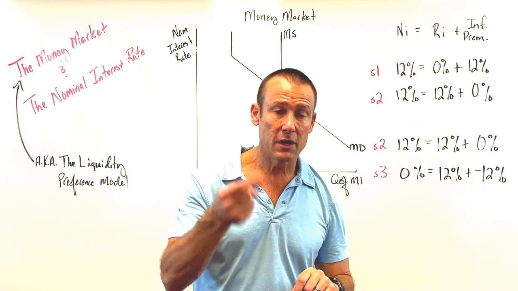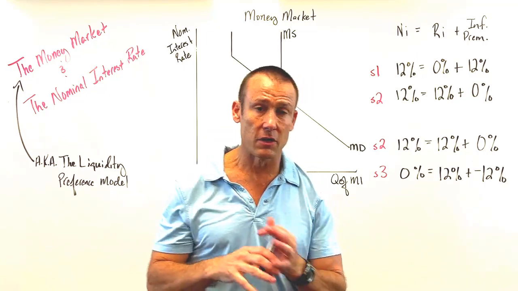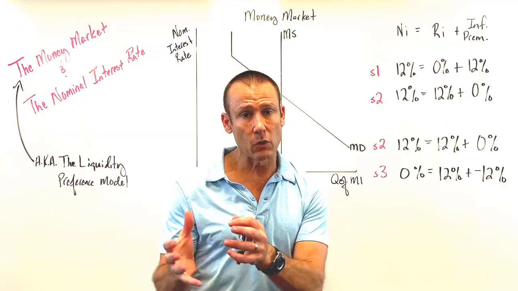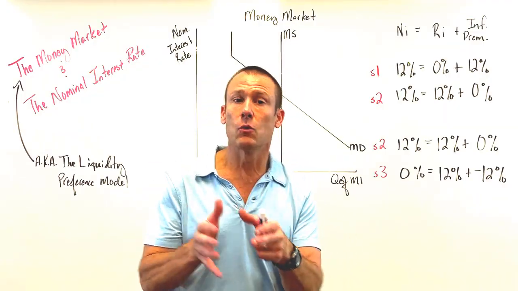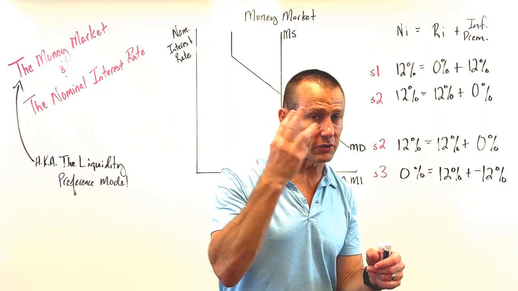There's cushion, there's convenience, and there's speculation. So here's what I'm saying. Why do we hold money? One, to do basic transactions, and then above and beyond that, we hold money for convenience, cushion, and speculation.